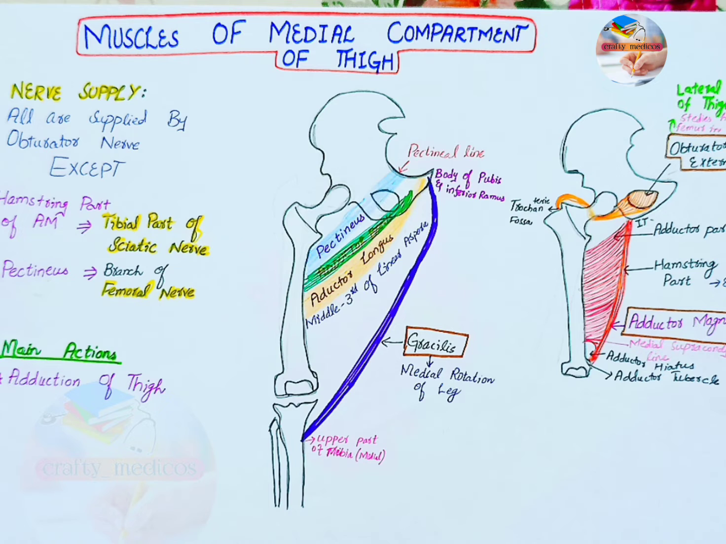The first muscle to be indicated is pectineus. It originates from the pectineal line of pubis or the superior ramus of pubis, and it inserts into the pectineal line of femur just inferior to lesser trochanter.